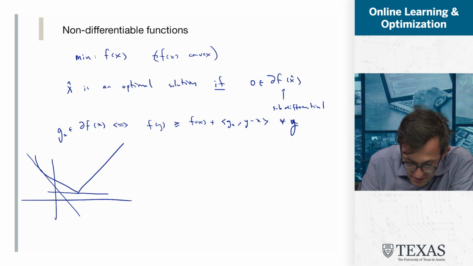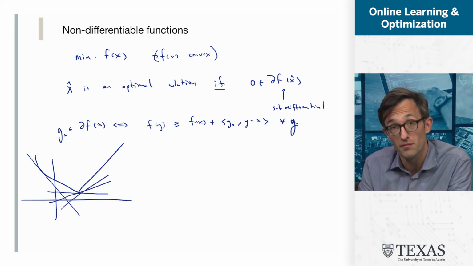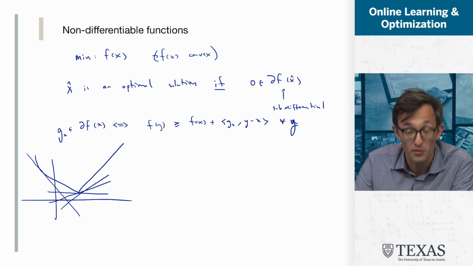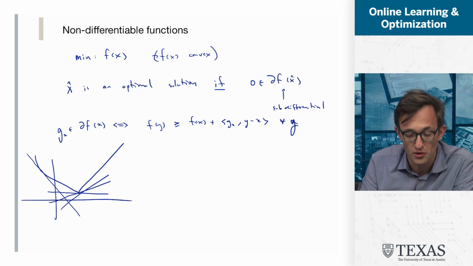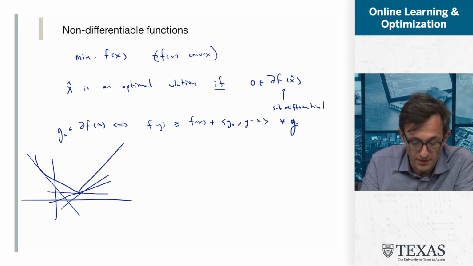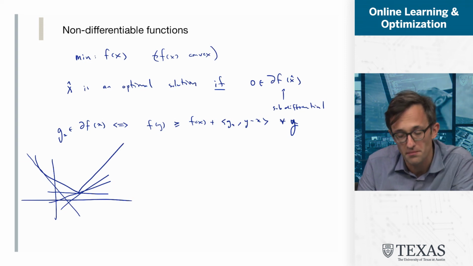At a sharp point, we see that there are potentially multiple vectors g. G would be the normal vector in this case. And this is the case where the subdifferential doesn't have just one unique element, the gradient here, but potentially more than one.